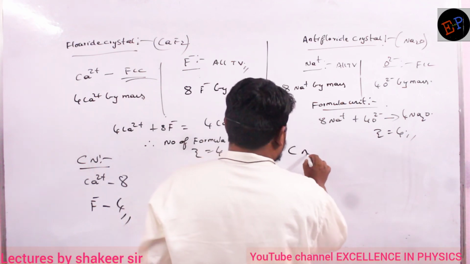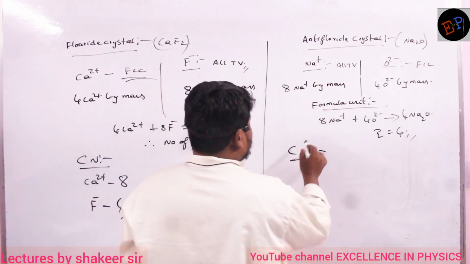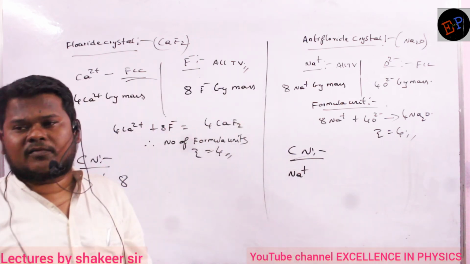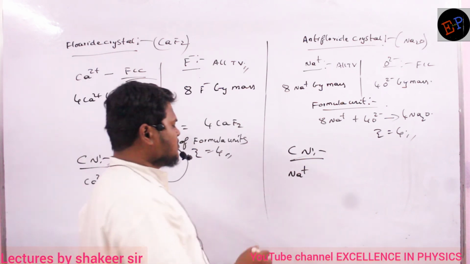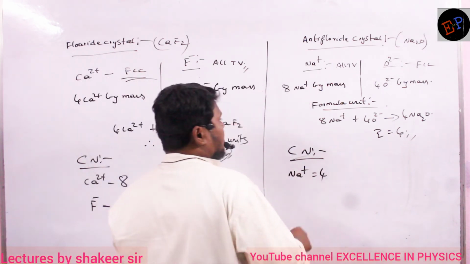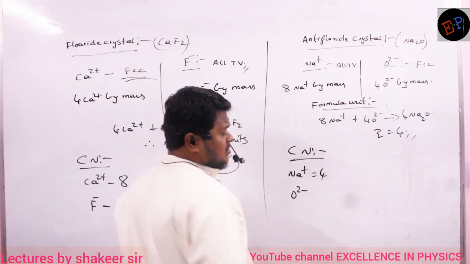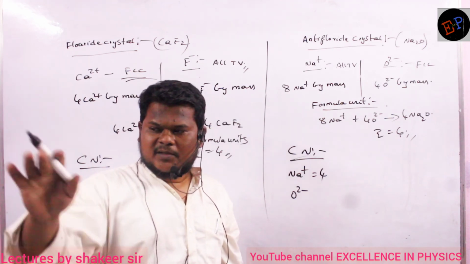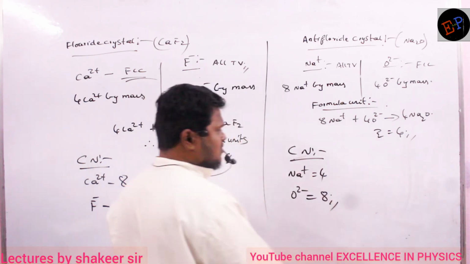Now let us see the coordination number. So where is Na+ present? Tetrahedral voids. If atoms are present on tetrahedral voids, what is the coordination number? 4. And next, O2-. Where are they present? FCC. FCC means atoms are present at the corners. If atoms are present at the corners, what is the coordination number? 8. That's all. This is my answer.